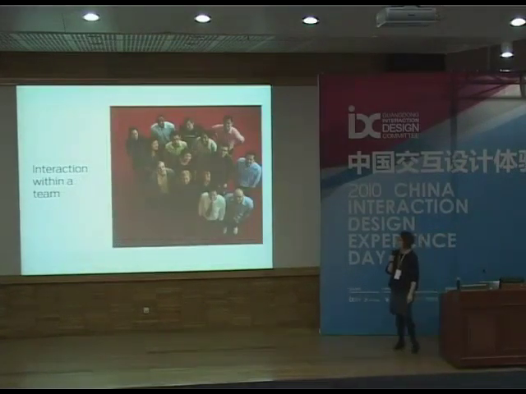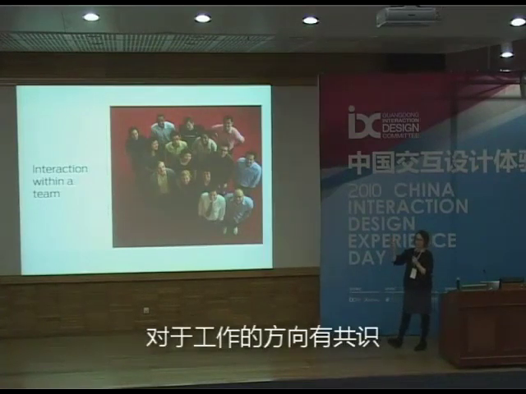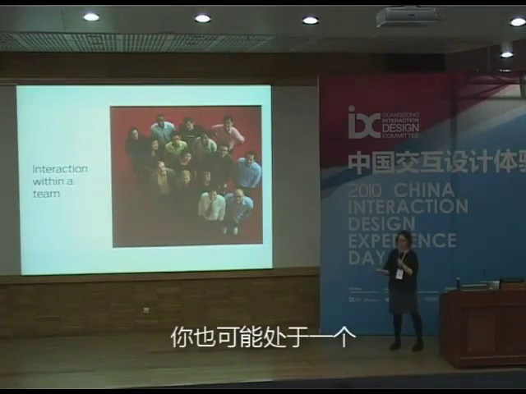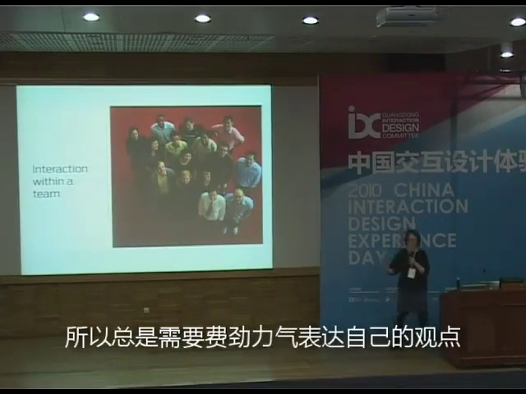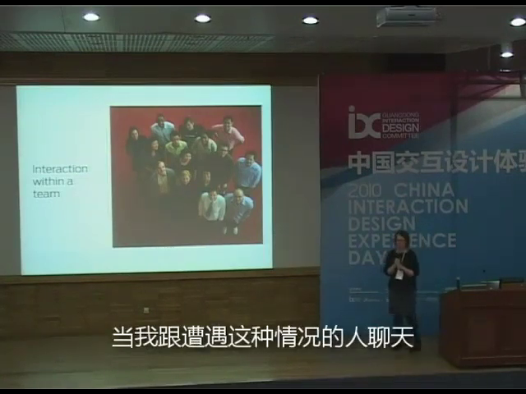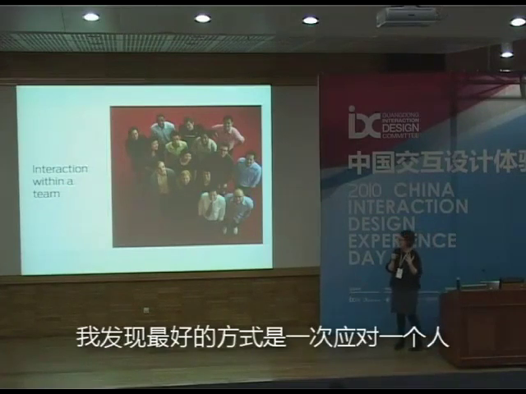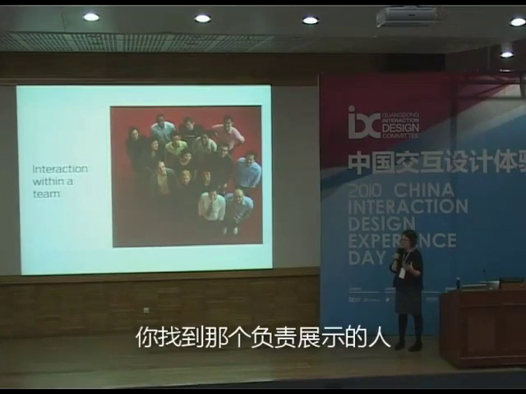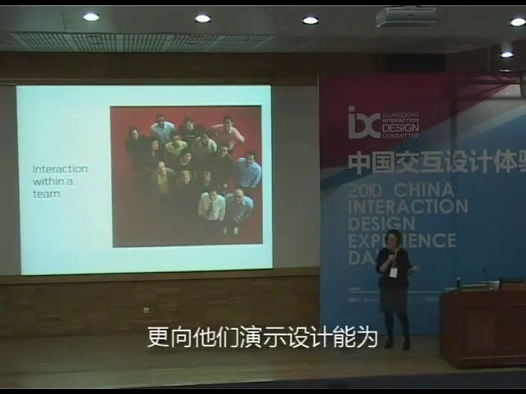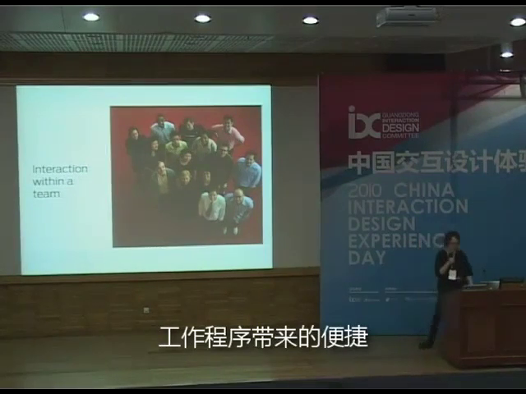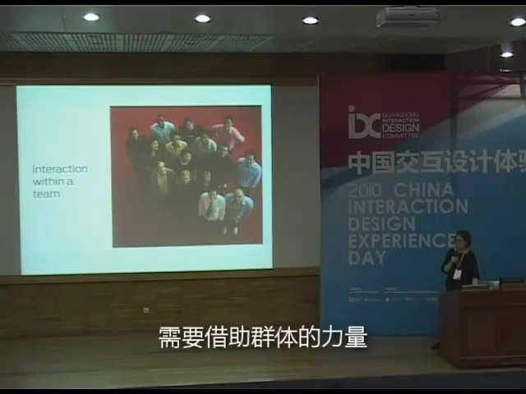Interaction within a team. You may work with teams that actually all believe in the same thing and all have the same vision of what you're working towards. Or you may be in a situation where nobody else agrees with UCD, with UX, and you're always having to fight to get your voice in. When I talk to people who are in that situation, which I'm in all the time as well, so don't feel alone, I've found that it's best to, one person at a time, find the person who you can show, instead of just talking about how much better it is, how much better your design work is because you are using this new process. And one by one, those people will become a voice for you, because it's not something that we can do alone. It's always a collaborative effort.